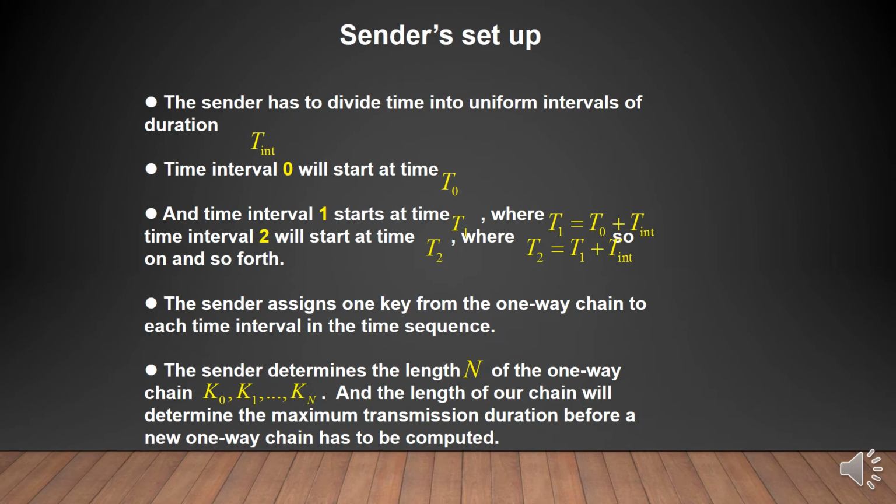Sender setup: the sender has to divide time into uniform intervals of duration T interval. Time interval 0 will start at time t0. Time interval 1 starts at time t1, where t1 is equal to t0 plus T interval. Time interval 2 will start at time t2, where t2 is equal to t1 plus T interval, and so on. The sender determines the length n of the one-way chain k0, k1 and so on to kn. The length of our chain will determine the maximum transmission duration before a new one-way chain has to be computed.